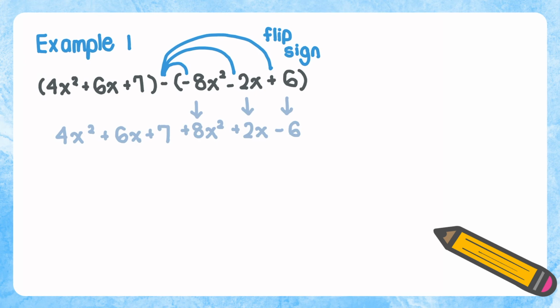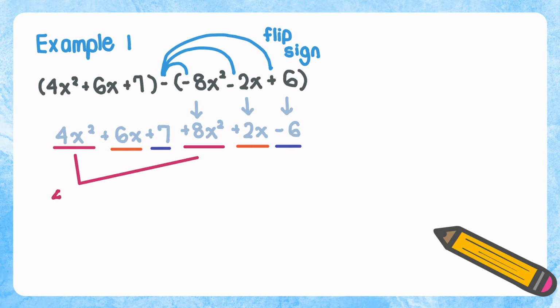So now it looks like the examples that we went over earlier. So we're going to add this stuff by combining like terms. So I noticed that 4x squared and 8x squared are both quadratics. And then there's the two linear terms, the 6x and the 2x. And notice here that lastly we have two constants. So let's start combining them together.